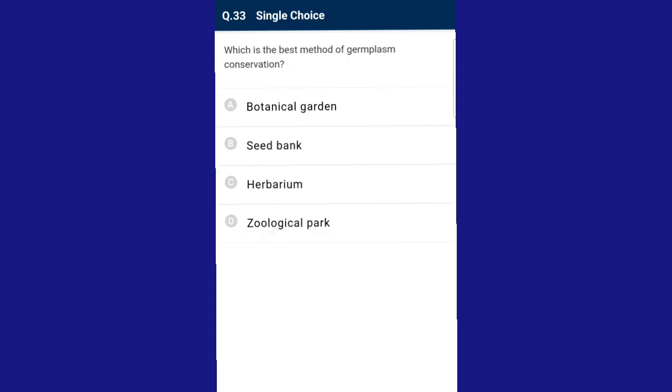Question number 33. Which is the best method of germplasm conservation? Seed bank is one of the best methods of germplasm conservation. Germplasm conservation is the storage of seed, gene or cells that is stored in seed banks.